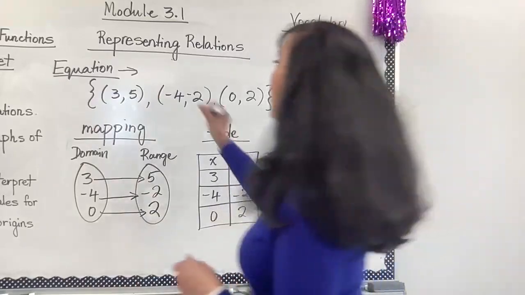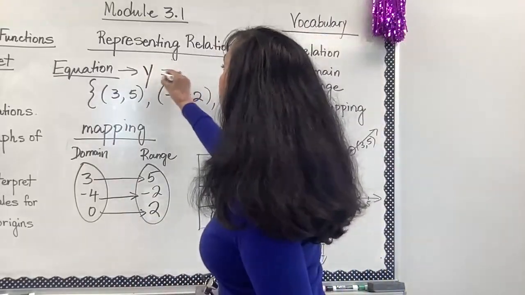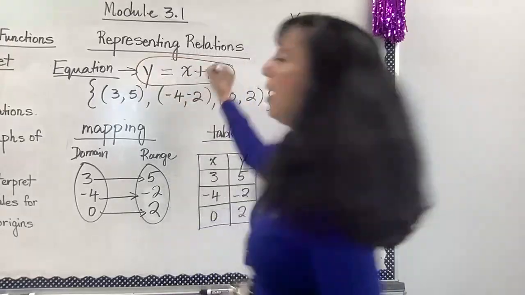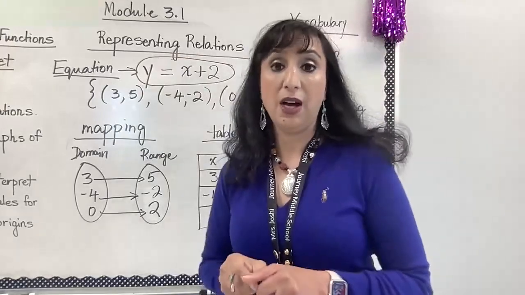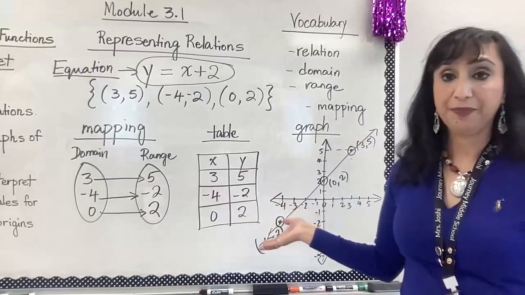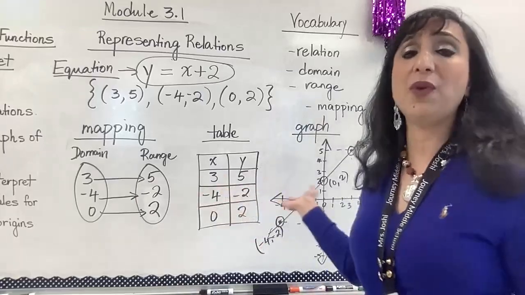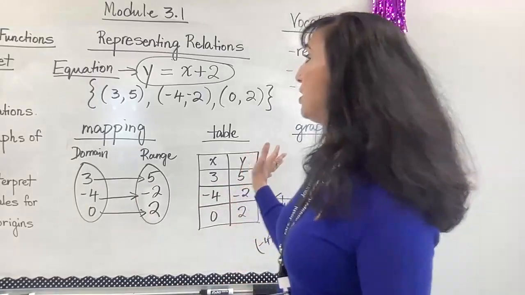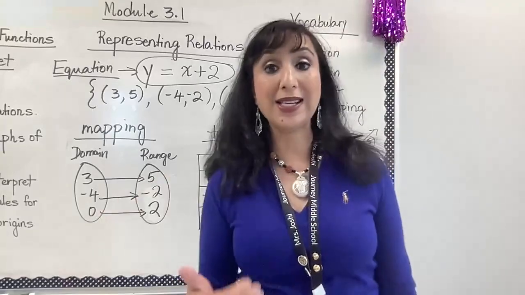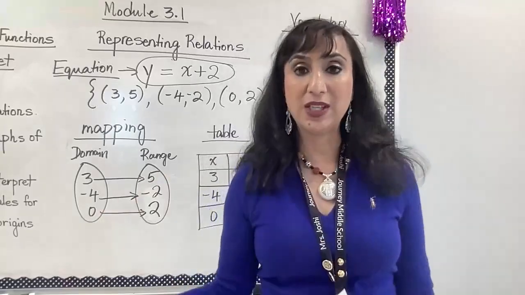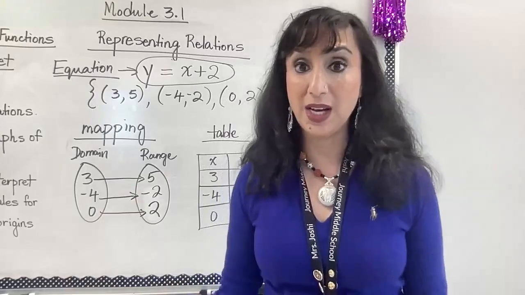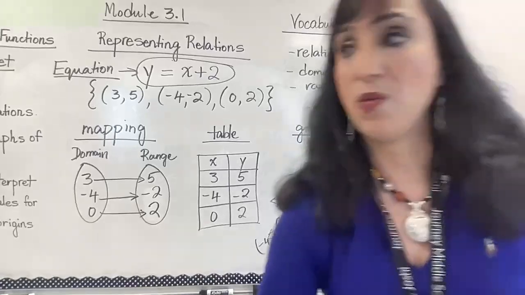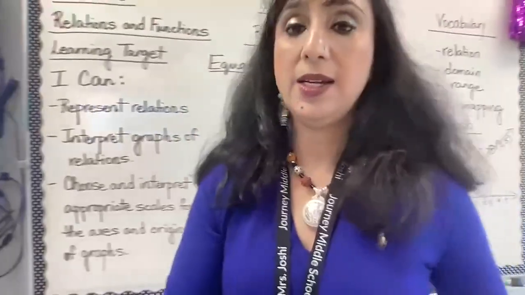So what is my equation? My equation is y is equal to x plus 2. And this is my equation written out for this relationship. All right, so these are the different ways that I can show relations between the x and the y, where x is always the domain and y is always the range. All right? So let me take you to my whiteboard.